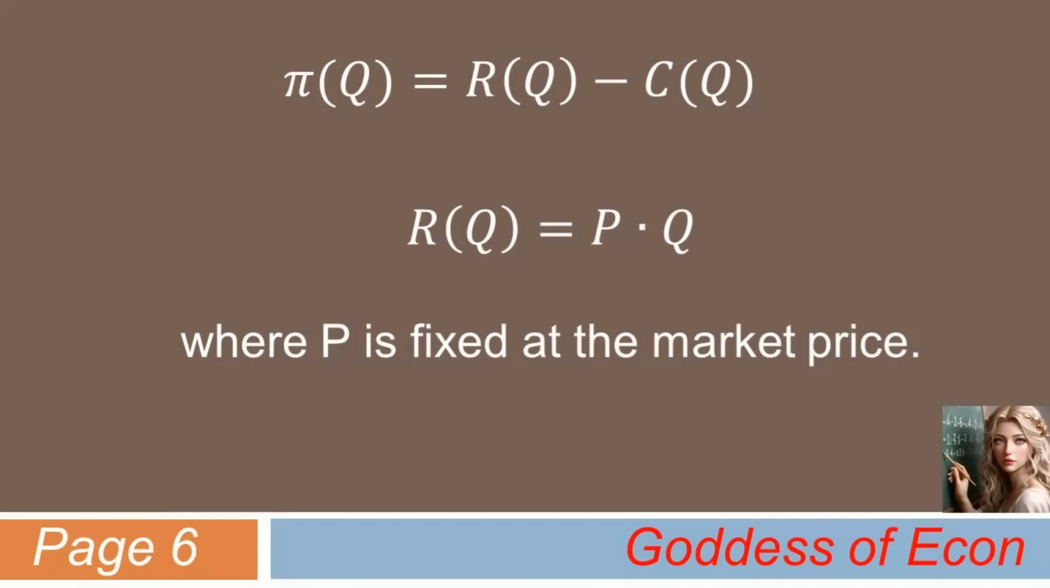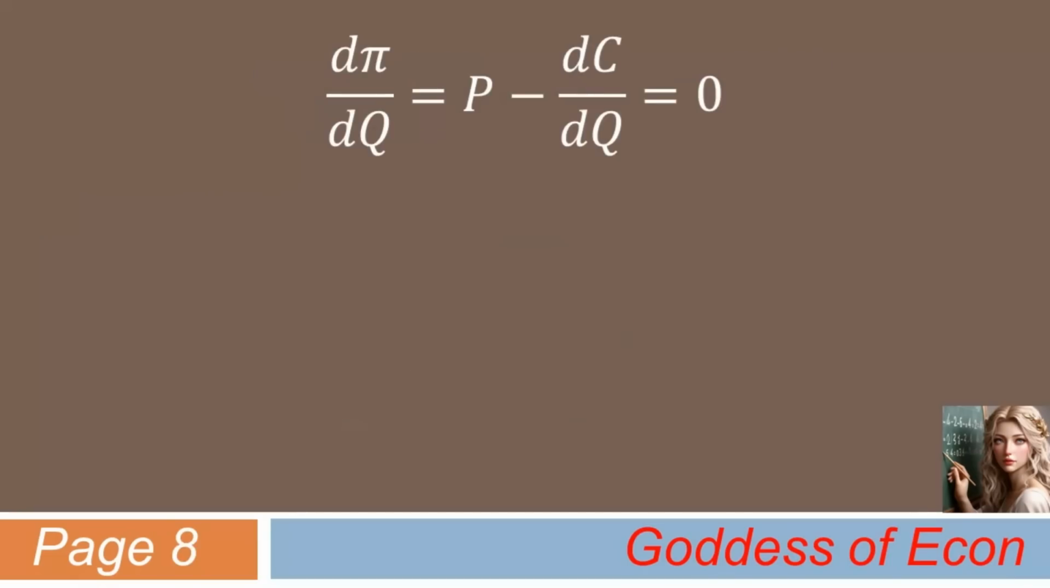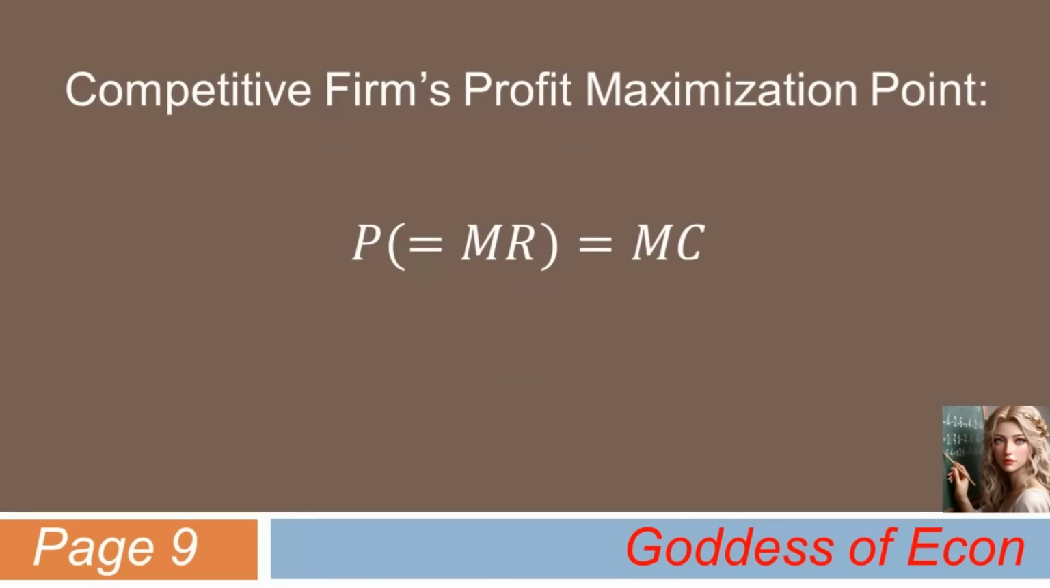Now the first order condition can be rewritten as d pi/dQ equals P minus dC/dQ, which equals 0. Again, here P is just a constant. And what is dC/dQ? Well, it's simply the definition of a marginal cost, isn't it? Therefore, the first order condition becomes P minus MC equals 0. This again means P equals MC at the optimum. Therefore, we can write the competitive firm's profit maximization condition as follows. P, which equals MR, equals MC.